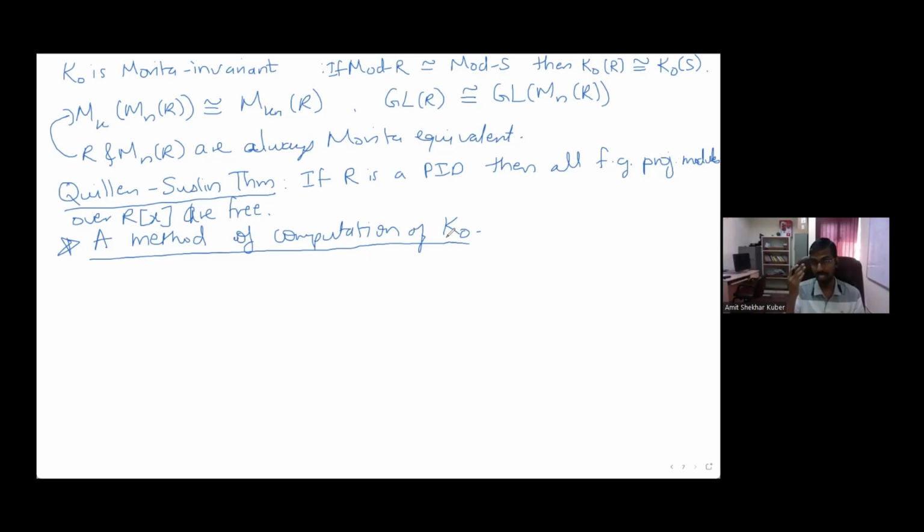So we want our ultimate sequence consisting of K groups. But then the question is, how do we get that? So I should just give you some motivation from algebraic topology.